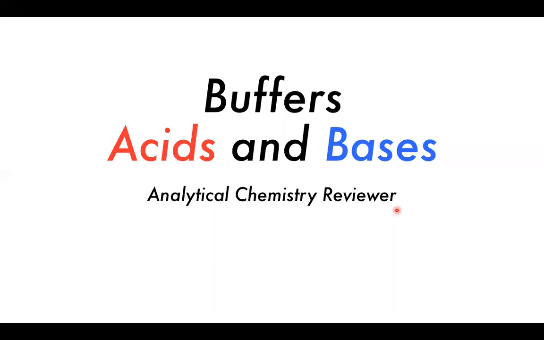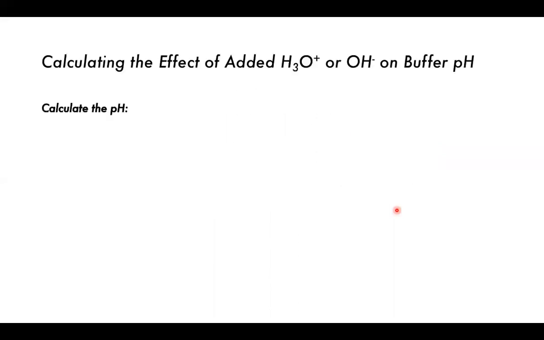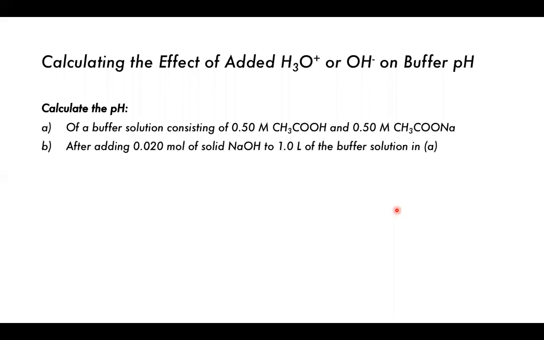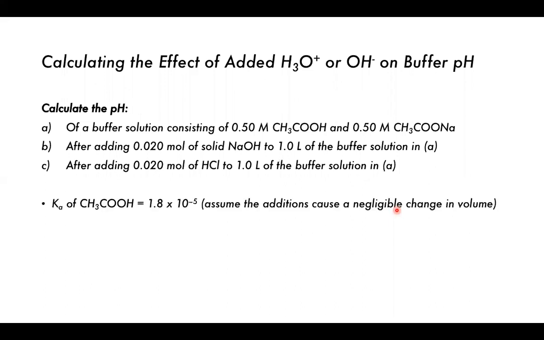So buffers, then, acids and bases. Calculating the effect of added hydronium or hydroxide on buffer pH. First, calculate the pH of a buffer solution containing 0.5 moles per liter acetic acid and 0.5 moles per liter sodium acetate. Then, after adding 0.020 moles of solid sodium hydroxide to 1 liter of the buffer solution in A, calculate the pH again. And then do the same thing, but adding acid this time to A. We'll start off with the Ka of acetic acid, which is 1.8 times 10 to the minus 5, and we will assume the additions cause a negligible change in volume.